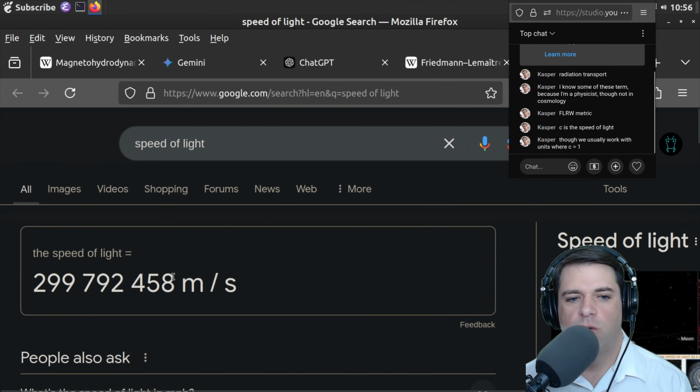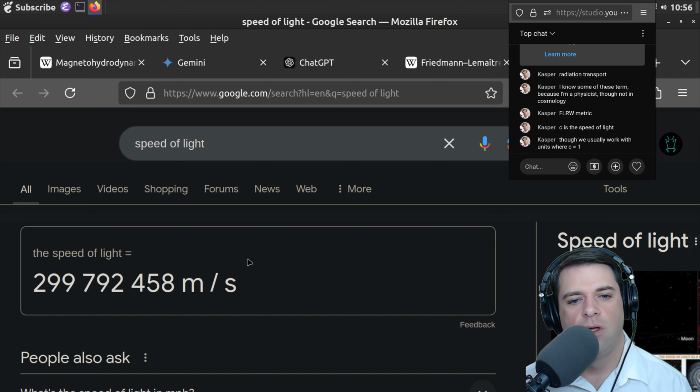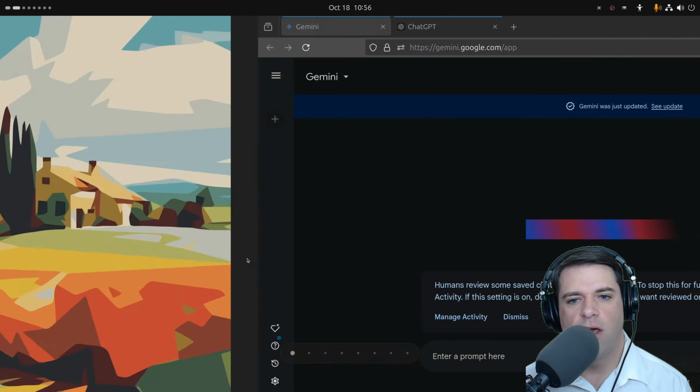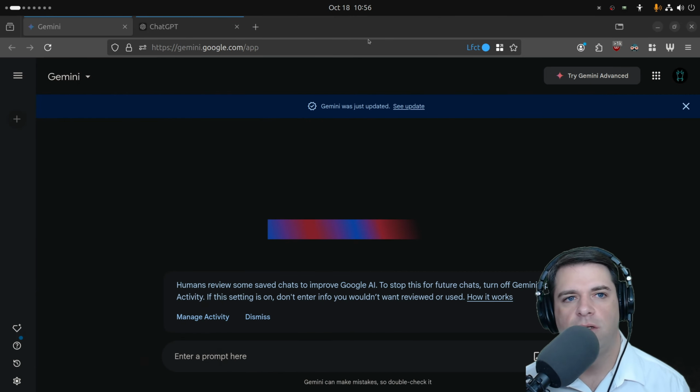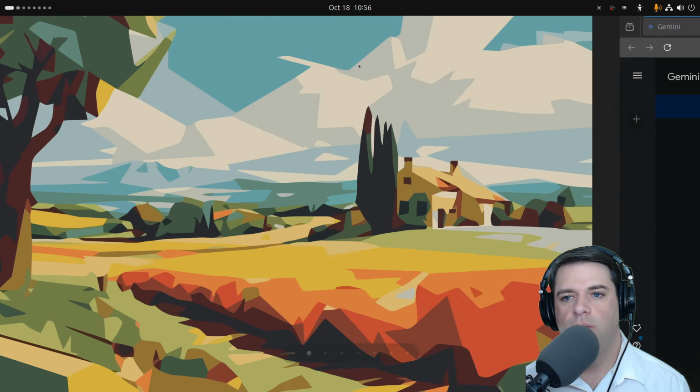Yeah, I thought you guys worked with C equals 1. So 299,792,458 meters per second. You don't want those huge 9-digit numbers mucking up your computations. You're just trying to get through the day and compute things. And also, where did my GitHub things go?